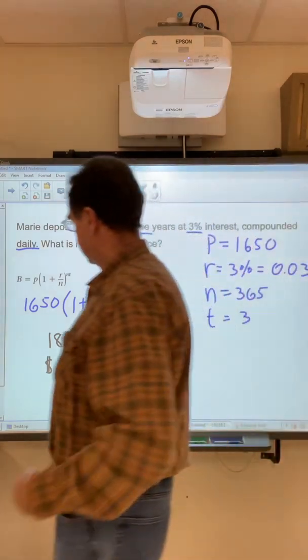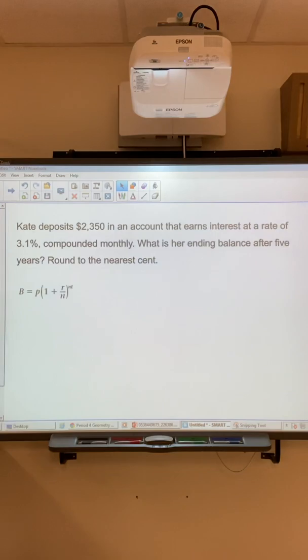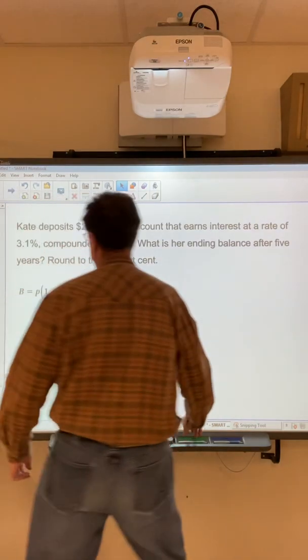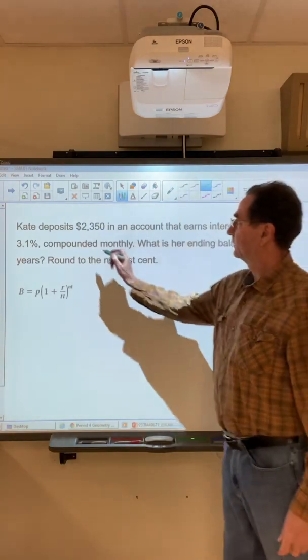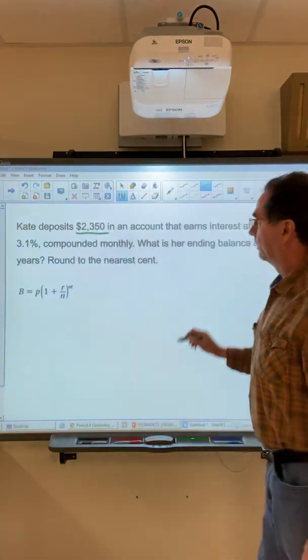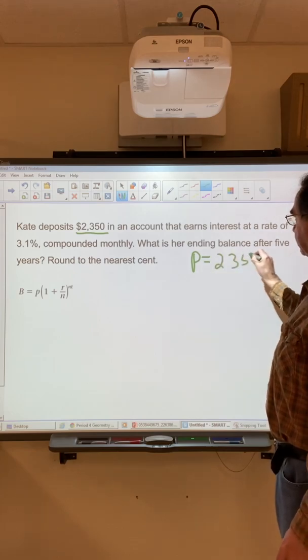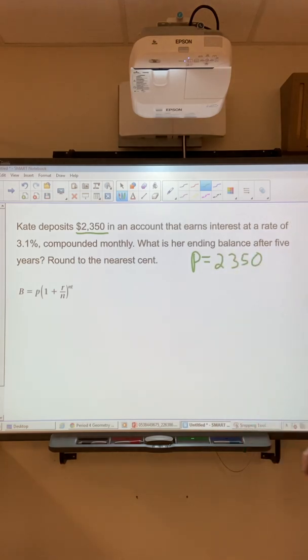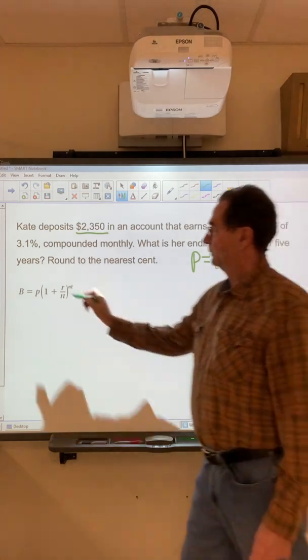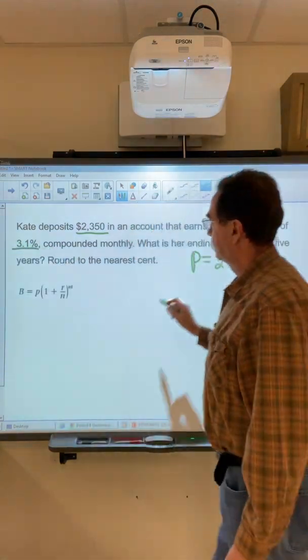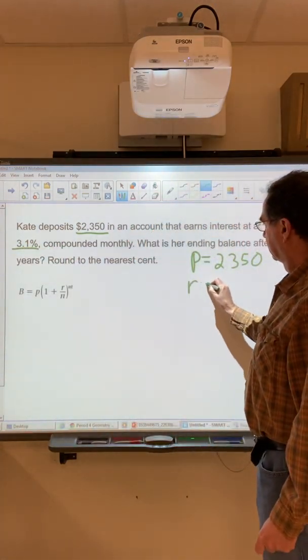Okay, let's just do one more example. It's basically using this formula. Let's read through the problem. Kate deposits $2,350. Well, that's our principal. That's our starting balance, $2,350. That earns interest at a rate of 3.1%.